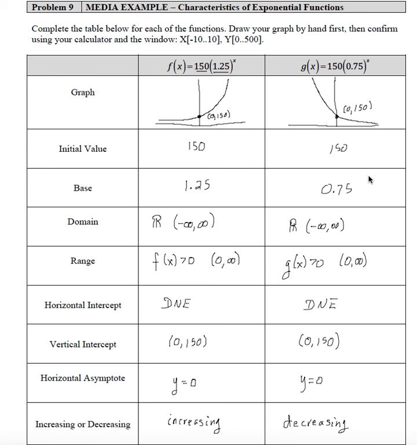So make sure that your answers correspond to what's given in the table here. Also, verify this graph on your calculator using the same window that was used for f of x.